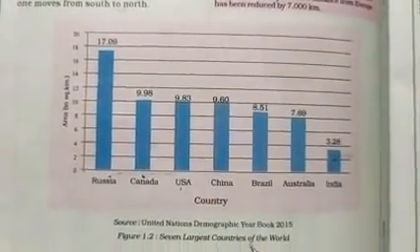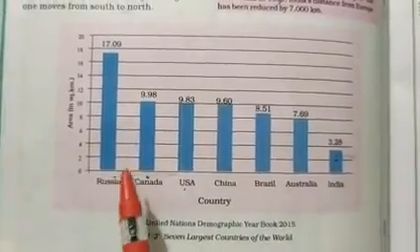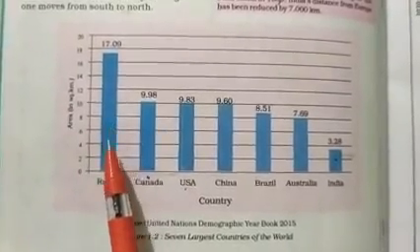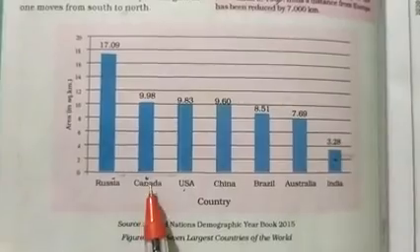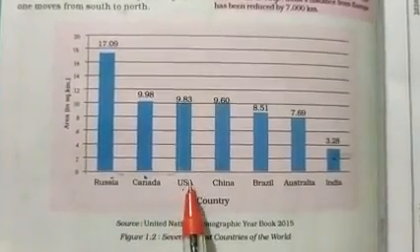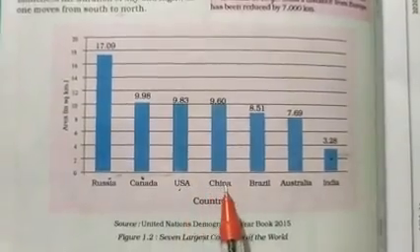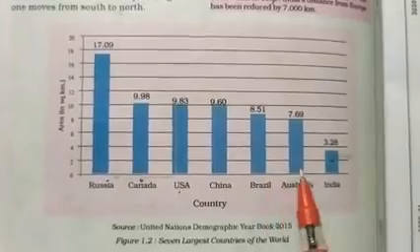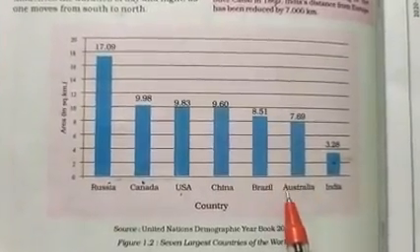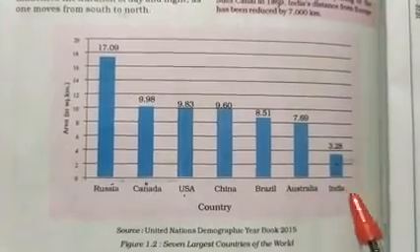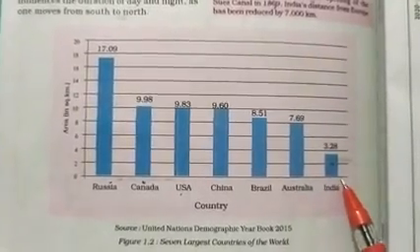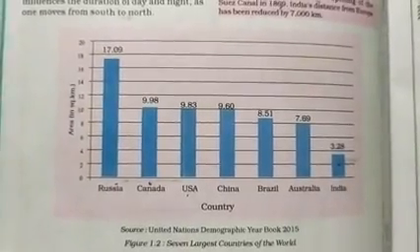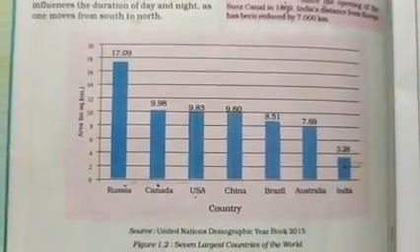You can see in this graph the 7 largest countries of the world. So the first one is Russia. Russia is the largest country of the world. Next one is Canada. Third is USA. Next China. Next Brazil. 6th is Australia, and in 7th position is India. So India is the 7th largest country of the world.